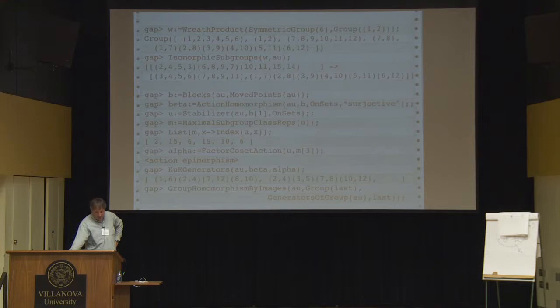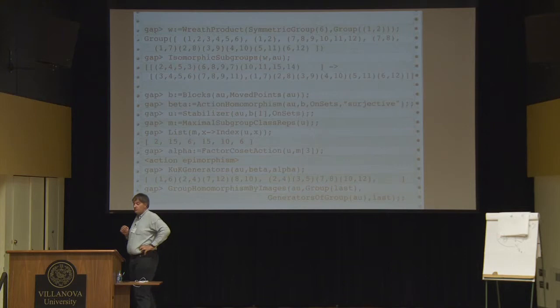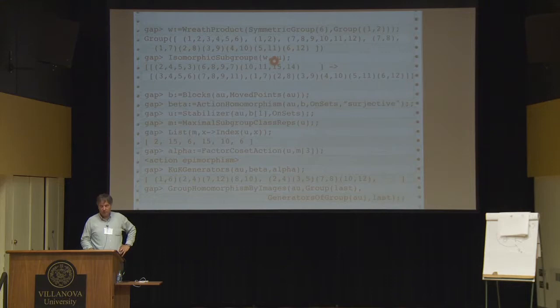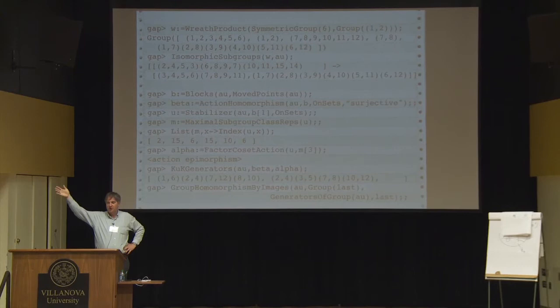I could, for example, ask how it would embed into the wreath product S6 wreath C2. So here I'm forming this wreath product, and there is one function, that's one of these functions which is very useful but potentially takes very long: IsomorphicSubgroups. This finds homomorphisms from this smaller group. The convention in GAP is arguments of a function are always sorted from large to smaller. That's why they are in this order.